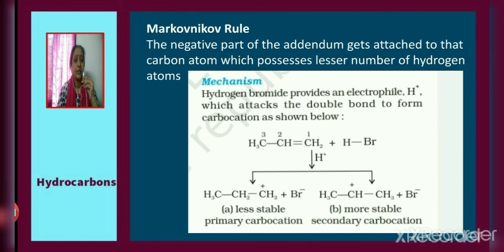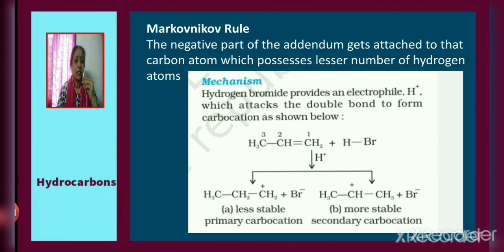Now consider CH3CH2CH2+. It is a carbocation, and the carbon carrying the positive charge is attached to only one other carbon atom. Therefore, in this case, we get a primary carbocation. Now consider CH3CH+CH3. Here, the positive charge is on a carbon which is attached to two other carbon atoms. Therefore, it is a secondary carbocation.